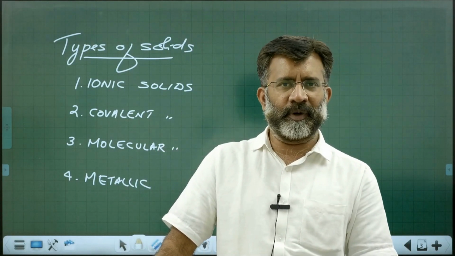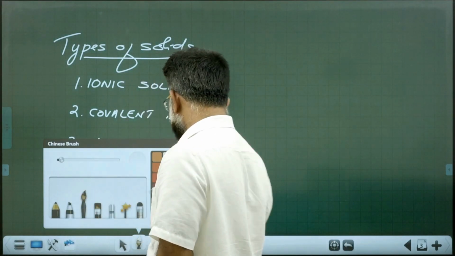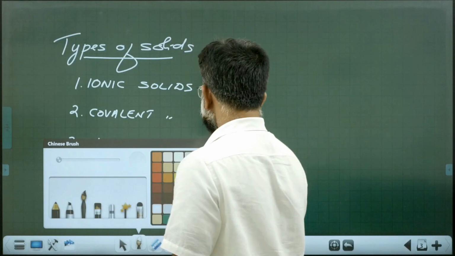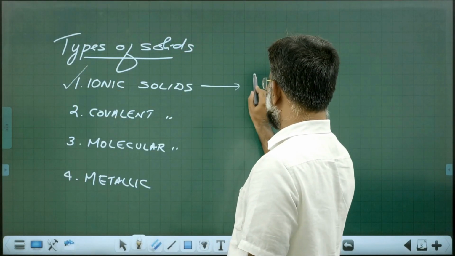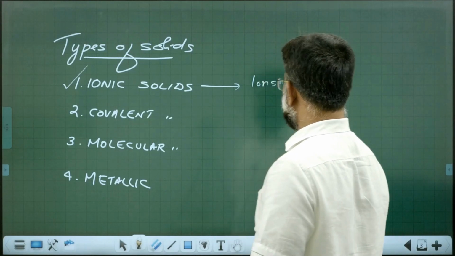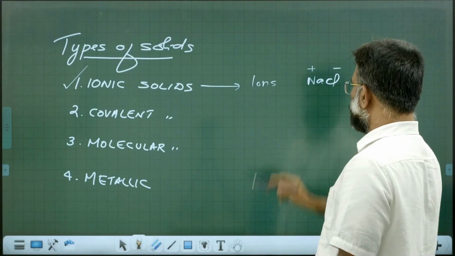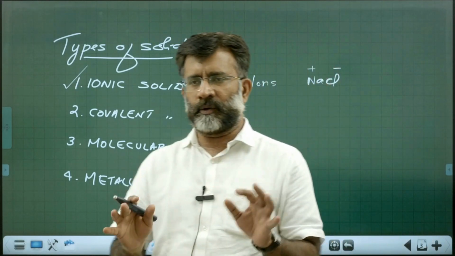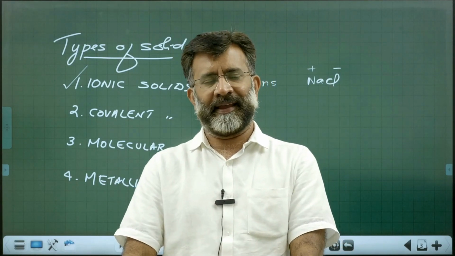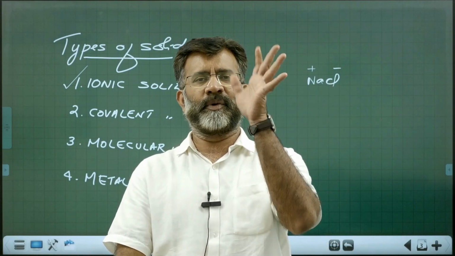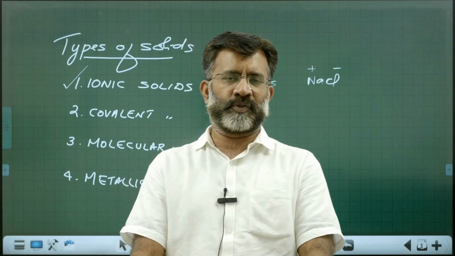What about ionic solids? First one is ionic solids. For ionic solids, the fundamental particles are ions. For example, NaCl. It is cation and anion arranged in a regular repeated order. That is called ionic solids. And the force of attraction will be ionic bond, electrovalent bond, electrostatic forces of attraction.